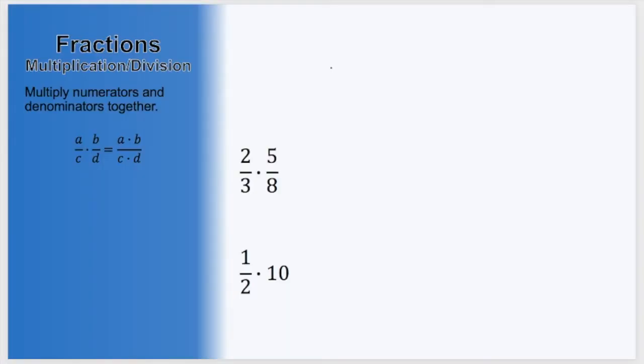Hello again, everyone. Last time we discussed adding and subtracting fractions. In this video, we'll be discussing multiplying and dividing them. Multiplication is probably the most straightforward option when it comes to fractions.